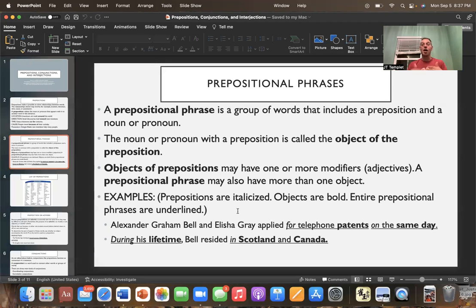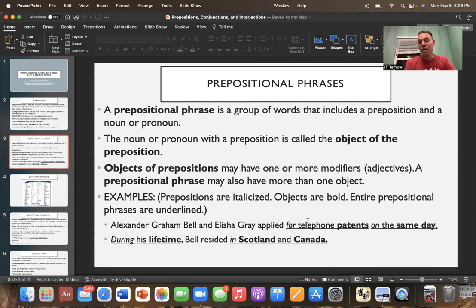Interestingly enough, and this is going to come in a couple of weeks once we start looking at breaking down sentences and diagramming them, anything in a prepositional phrase, so we notice that we have nouns here, right? Telephone patents, same day. Anything in there cannot be the subject of the sentence. Even though they are nouns, they can never be the main noun.